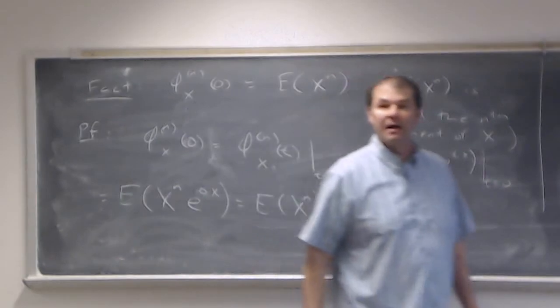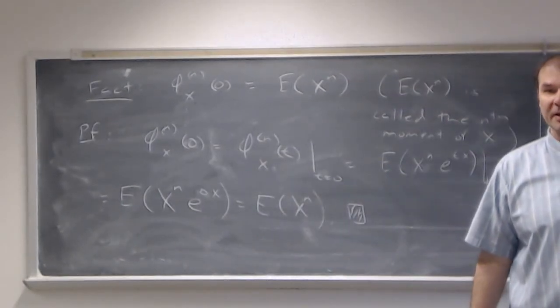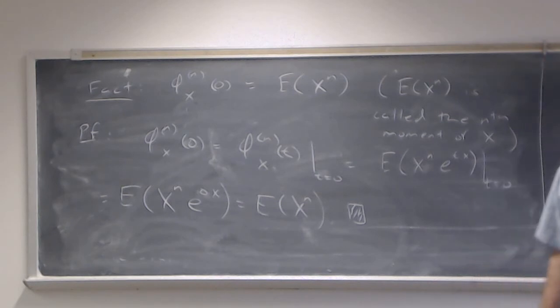Now we're going to use that to find the moment generating function. Well, we'll find the moment generating function for some famous random variable types, and then use the fact that we just did to find the expected value and the variance using the moment generating function.